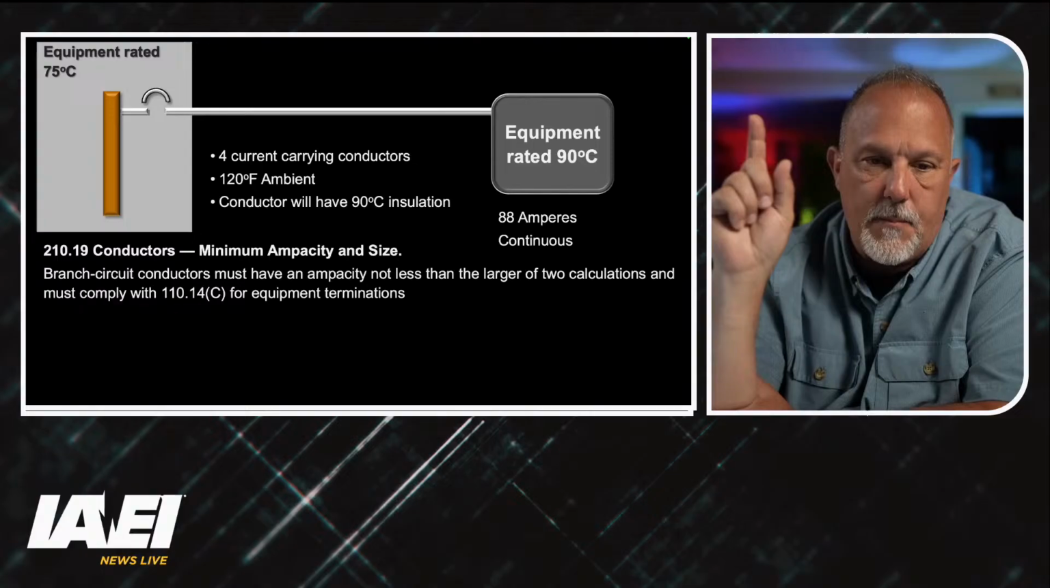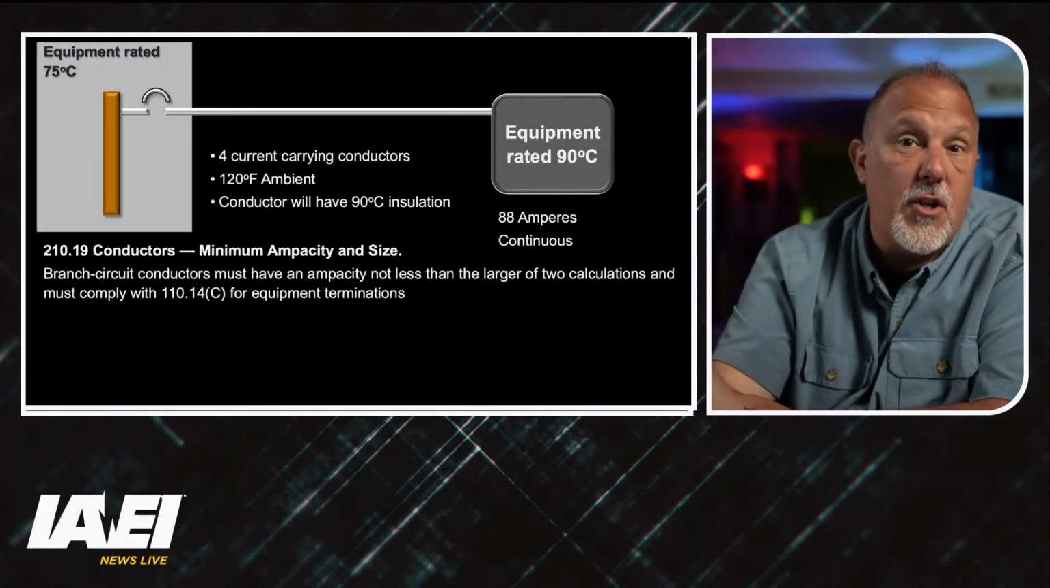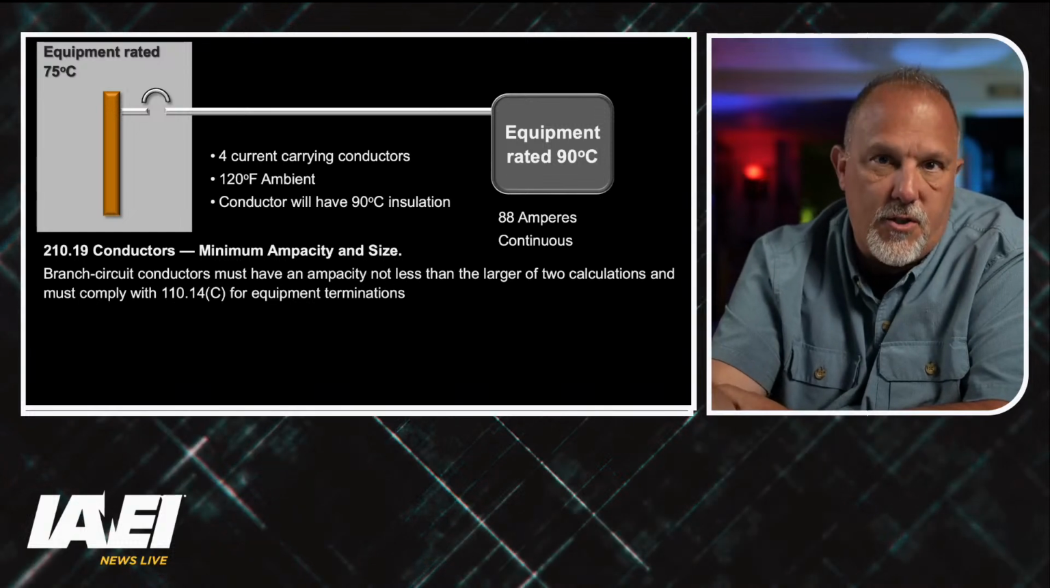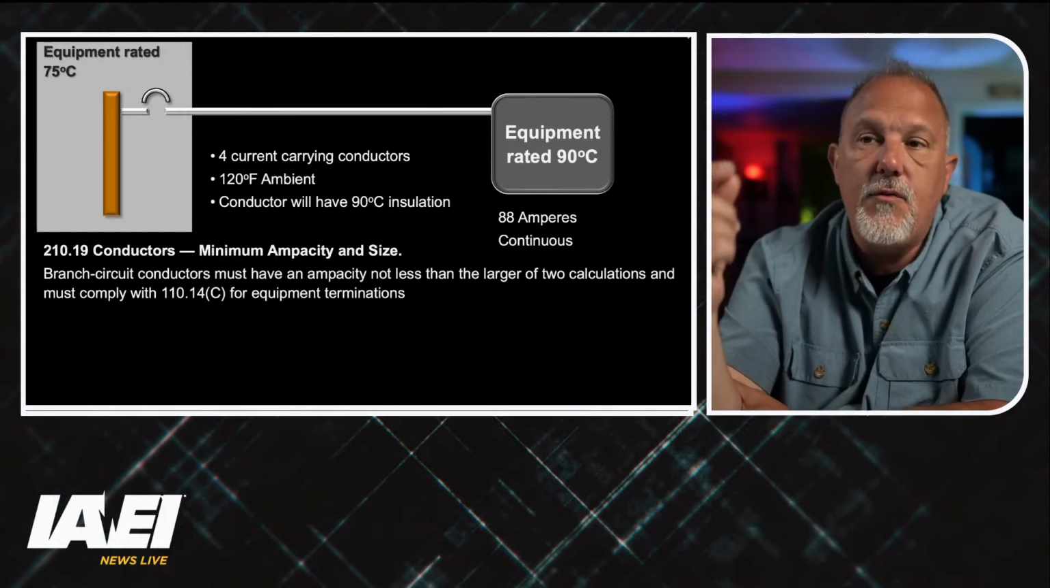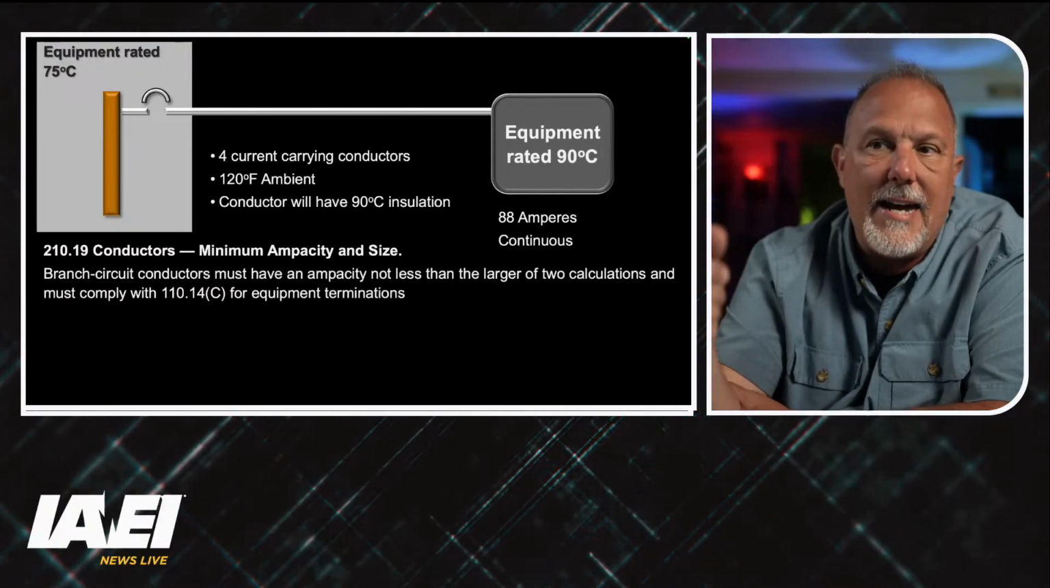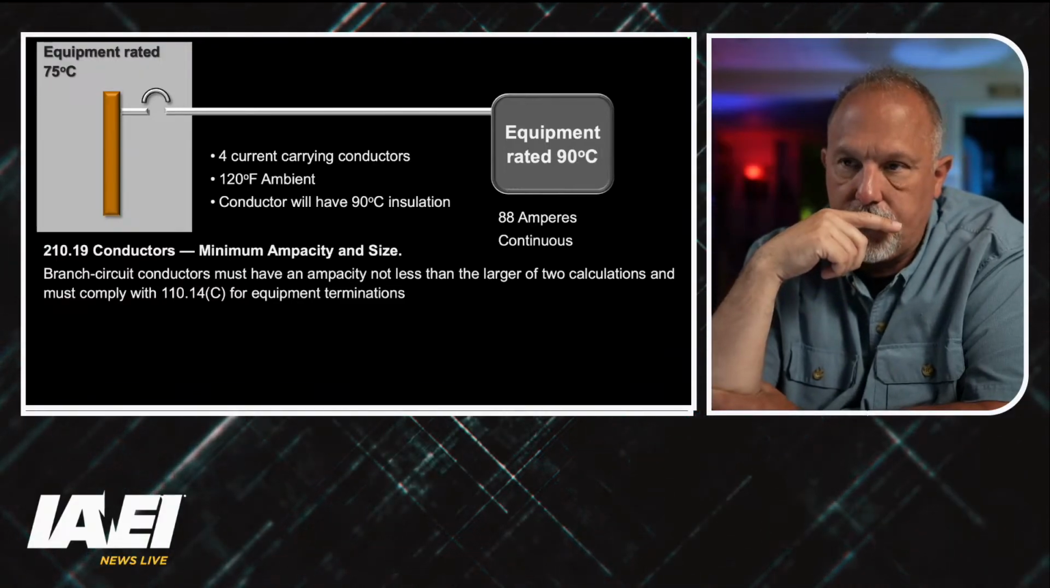Let's first do it based upon, which I would say is the most complicated. This is a branch circuit, so I'm going to go to Article 210 for branch circuits. 210.19 tells me what the minimum ampacity and size is for the conductors.